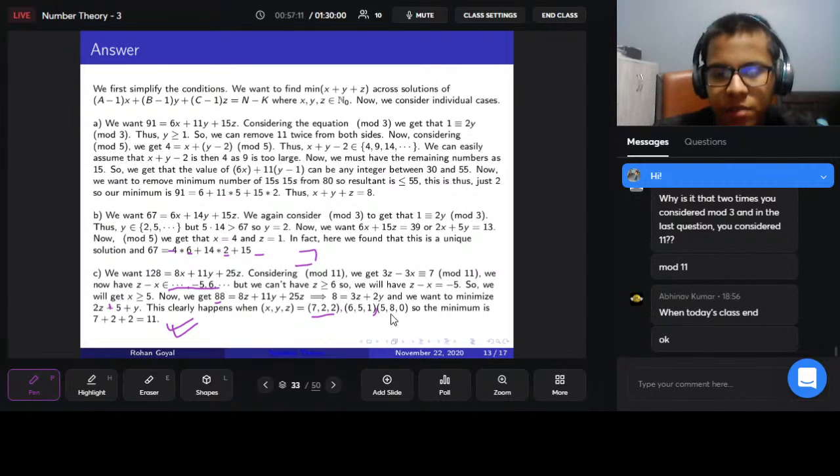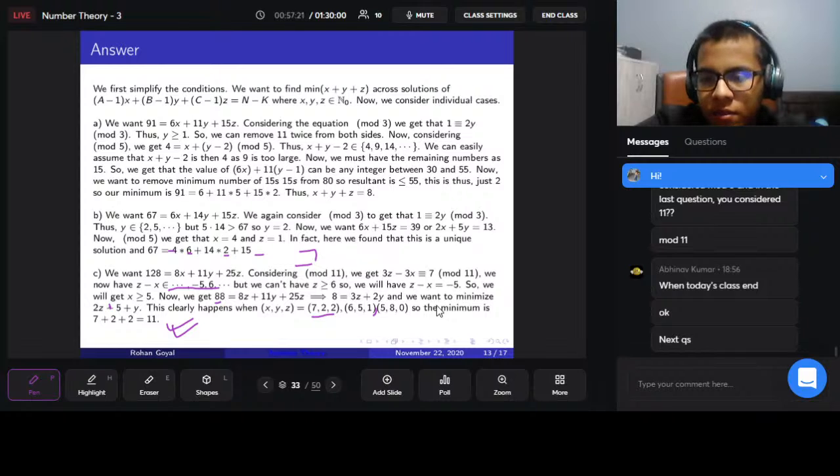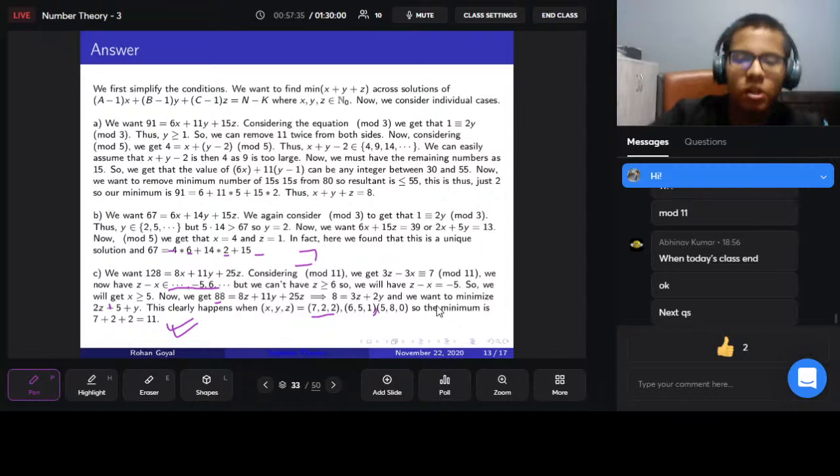Because 6 plus 5 plus 1 is 12 and 5 plus 8 plus 0 is 30. Okay, is that fine for everyone? Let me just make sure it's fine for everyone, because now we'll be heading into unsolved examples where you have to actually find the solution on your own. Okay, awesome.